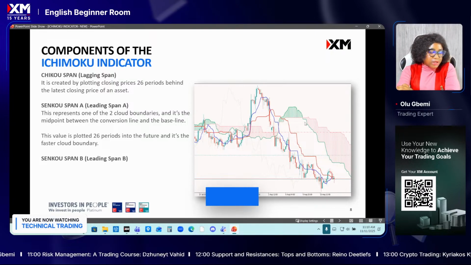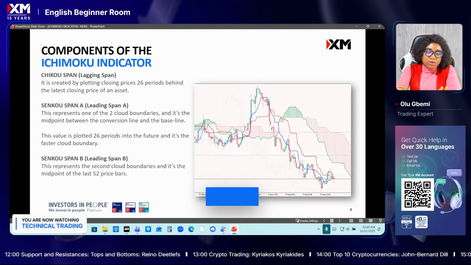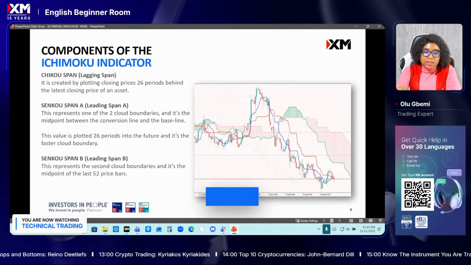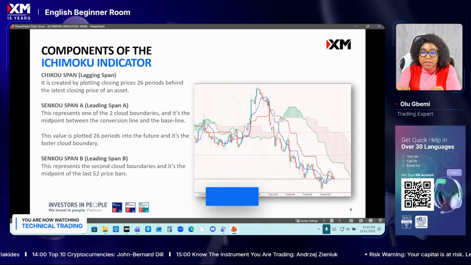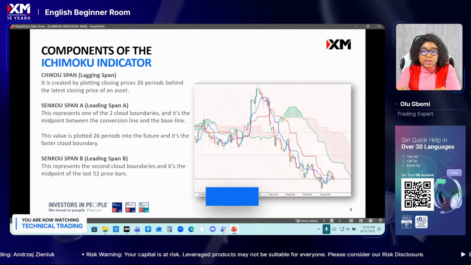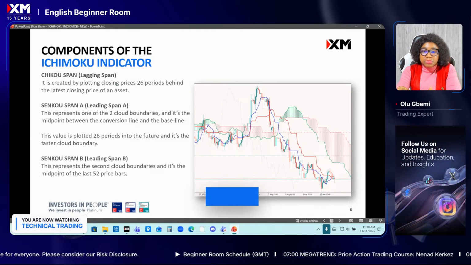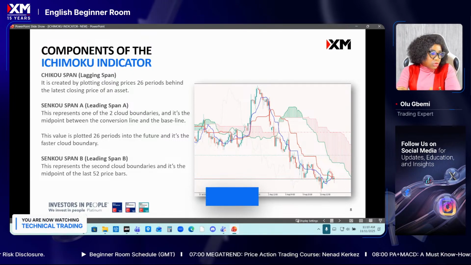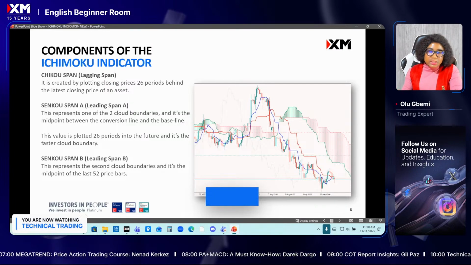All right. So have that in mind, and it will be easy for you to understand what each of them are. The lines that we are going to pay more attention to are the leading span A and B, and then the conversion line and the baseline. The conversion line and baseline, where they are, would give us the entry rule or the go ahead, while the cloud or the leading span A and B will give us an idea of the market direction. If the price is above them, it can give us the idea that we are in an uptrend. If the price is below the cloud, it will show that we are in a downtrend. So that gives us the idea of a setup and then finding an entry.